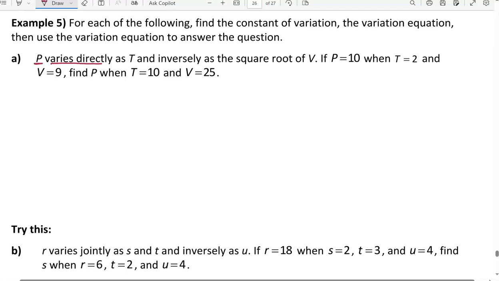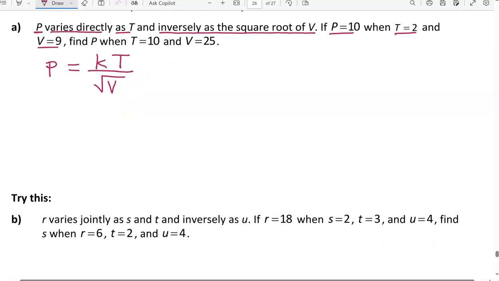P varies directly as t and inversely as the square root of v. So let's start by translating that. P varies directly, equals k times the variable t, but inversely, so that means we're going to divide by the square root of v. Make sure that you know the difference between square and square root. So that's our initial equation of variation, and we have some given information. P is equal to 10 when t is equal to 2 and v is 9. That's going to allow us to find the equation of variation.